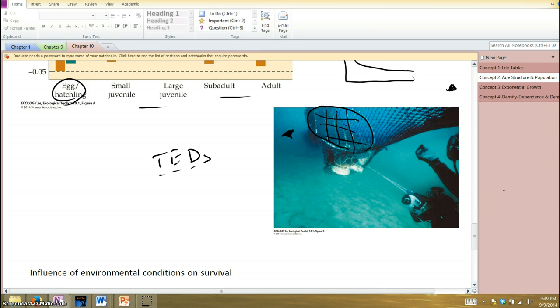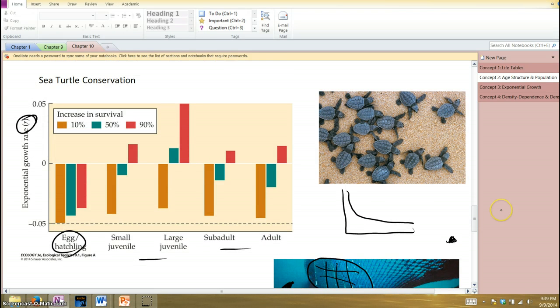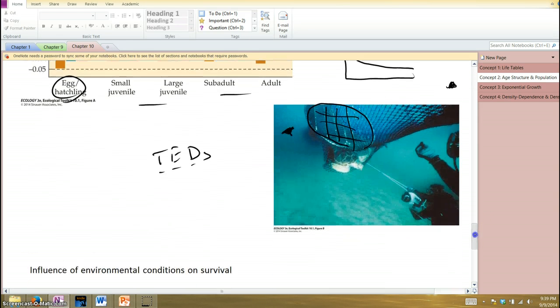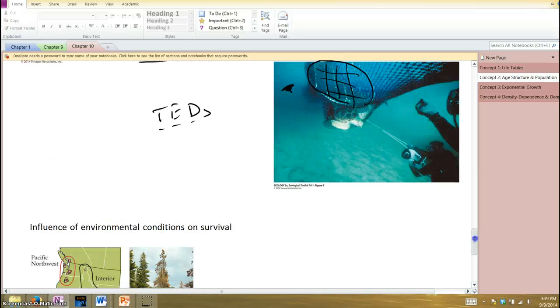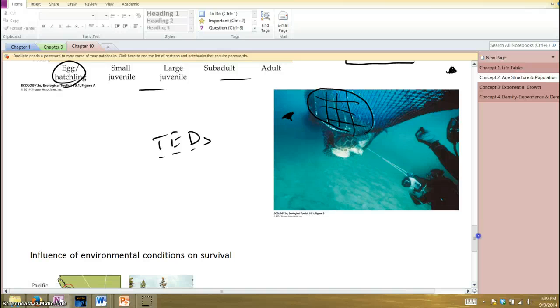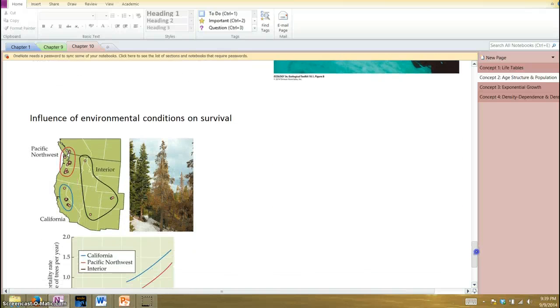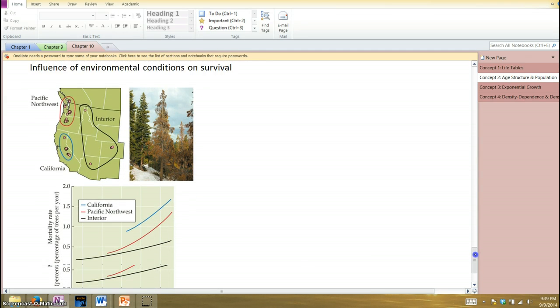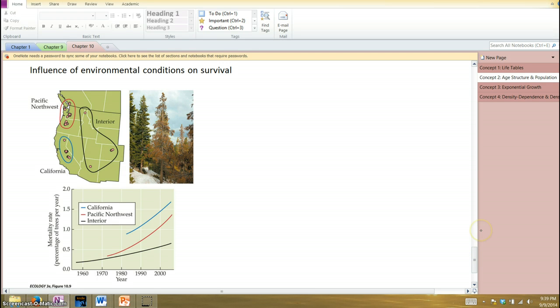So these TEDs have been installed on shrimping boats, and at least initial results suggest that this is helping these sea turtles by decreasing the mortality of these juvenile and adult individuals, which is really the most important stage as we see for conservation efforts. So human actions can harm individuals, harm populations. Changes in environmental conditions more generally can as well.